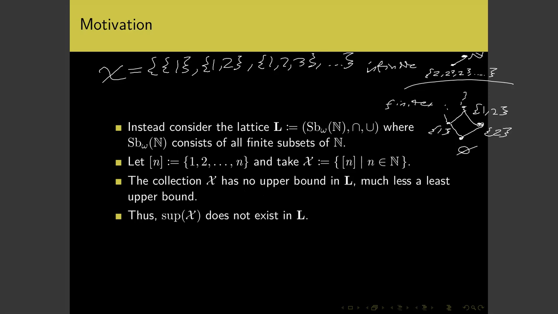And so the supremum of X does not exist in L, even though the supremum of this collection would exist in the lattice of all subsets of the natural numbers. This collection has no upper bound in this new lattice L that we're considering. So these suprema of infinite collections, or these infinite joins, if we'd like to think of them that way, don't exist in all possible lattices.